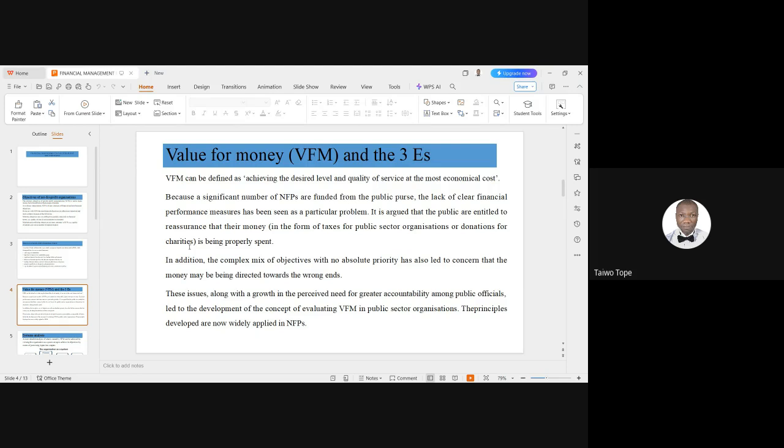Now, when we talk about economy, it has to do with input measure. You need to calculate what you're putting in. The money you want to spend is an input. So economy is seen as an input. Effectiveness is seen as an output, while efficiency is seen as the balance between economy and effectiveness.